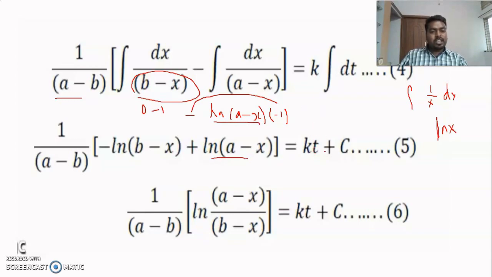So the integration of k is kt plus c, the integration of dt is t, and the integration of dx is x. That is, the integration of dt is t plus the integral constant c. This is equation number 5.